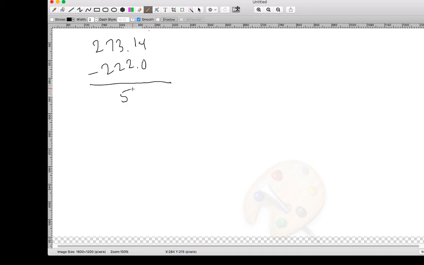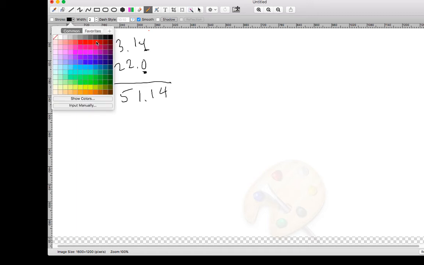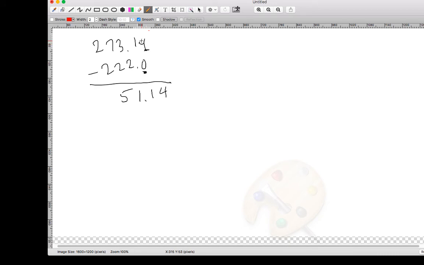You may think that the answer is 51.14, but that would be wrong because you need to respect the significant figures. Here, the number ends with the tenths place. Here, the number ends with the hundredths place. When you are doing addition and subtraction, you are only allowed to use the numbers that go as far as the roughest measurement. This is the roughest measurement. You're only allowed to use the tenths place. So the correct answer is 51.1 for that calculation.